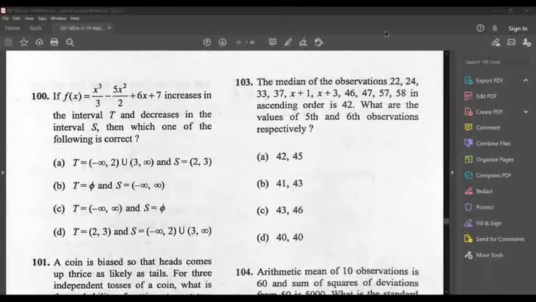Today we will be discussing questions from statistics, that is previous year questions from statistics, which are asked in NDA exams. Okay. So please read the first question. We will be doing question number 103.